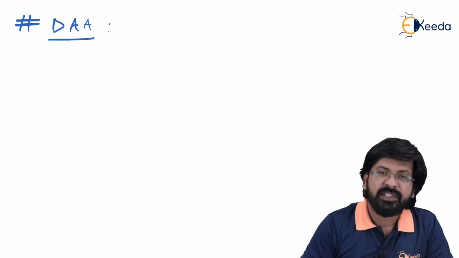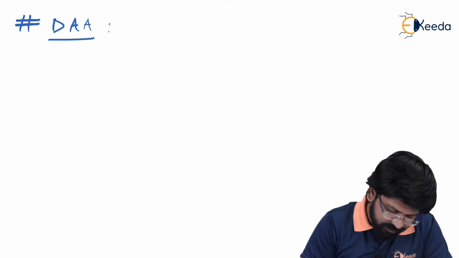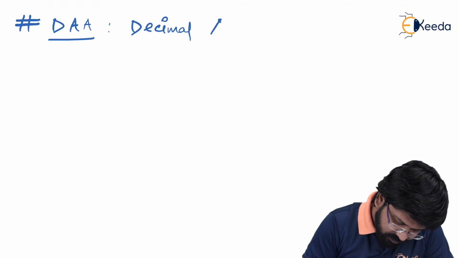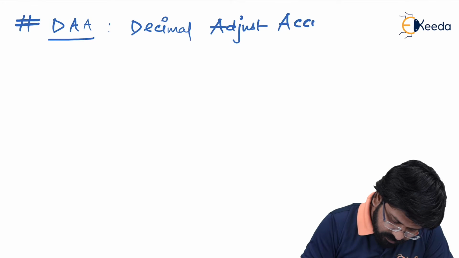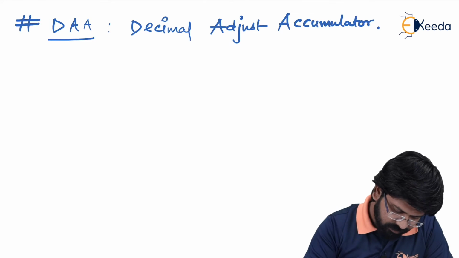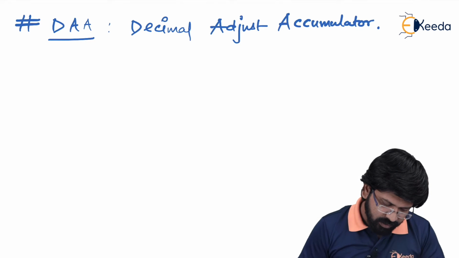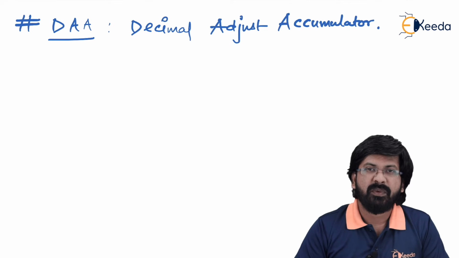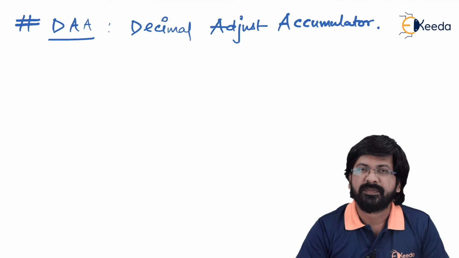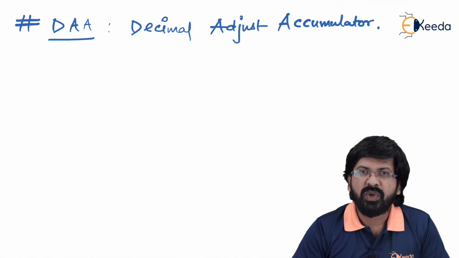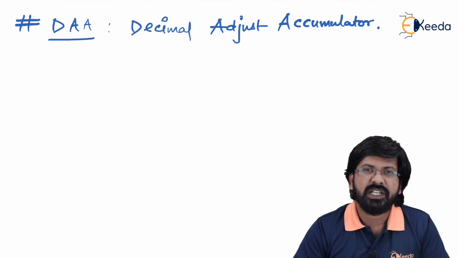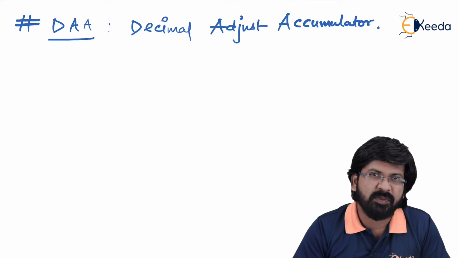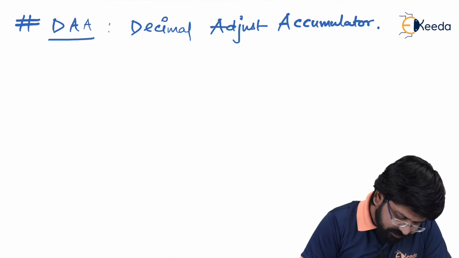See, DAA stands for Decimal Adjust Accumulator. Before we start explaining the DAA instruction, first of all I want to tell you the facts of the DAA instruction. The first fact is that it is only applicable after addition. I repeat, the DAA instruction is only applicable after addition and it is applicable only for the accumulator. So I'll just write these two facts.